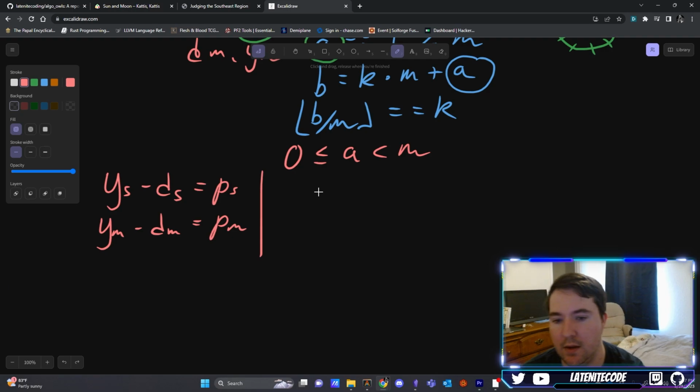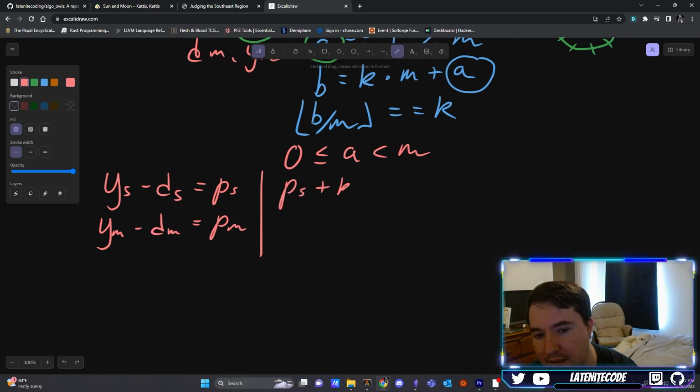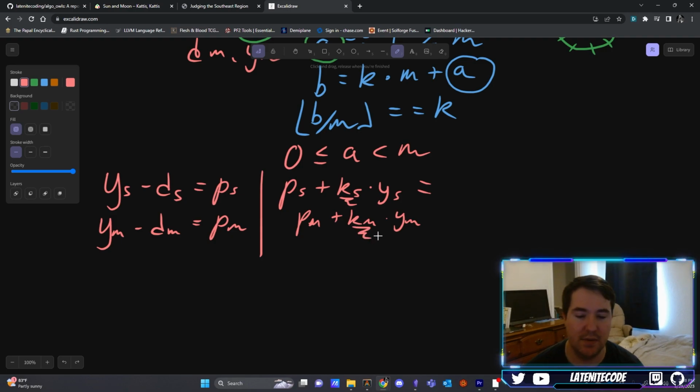And that also then tells us that we're going to have an eclipse if we can determine the following factors. So if we can find PS plus KS times YS, if we can figure out what KS is, we can have that be equal to PM plus KM times YM. And again, we would need to figure out what that KM is equal to. And these are effectively equal to our solution, which we'll call X.